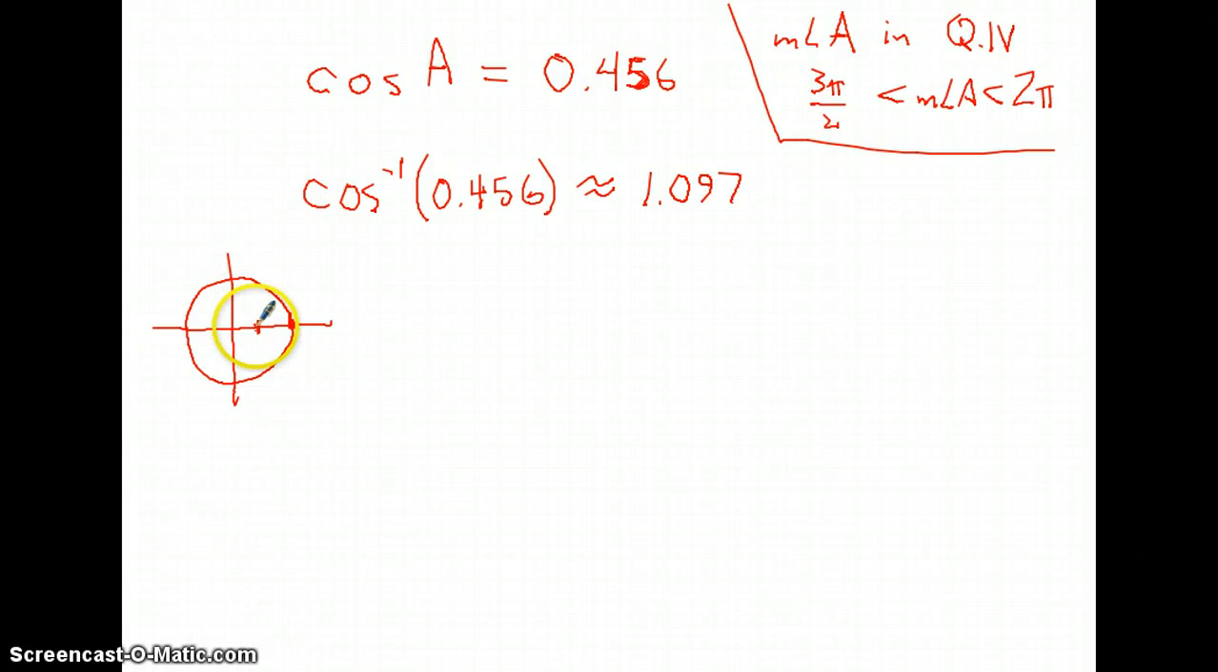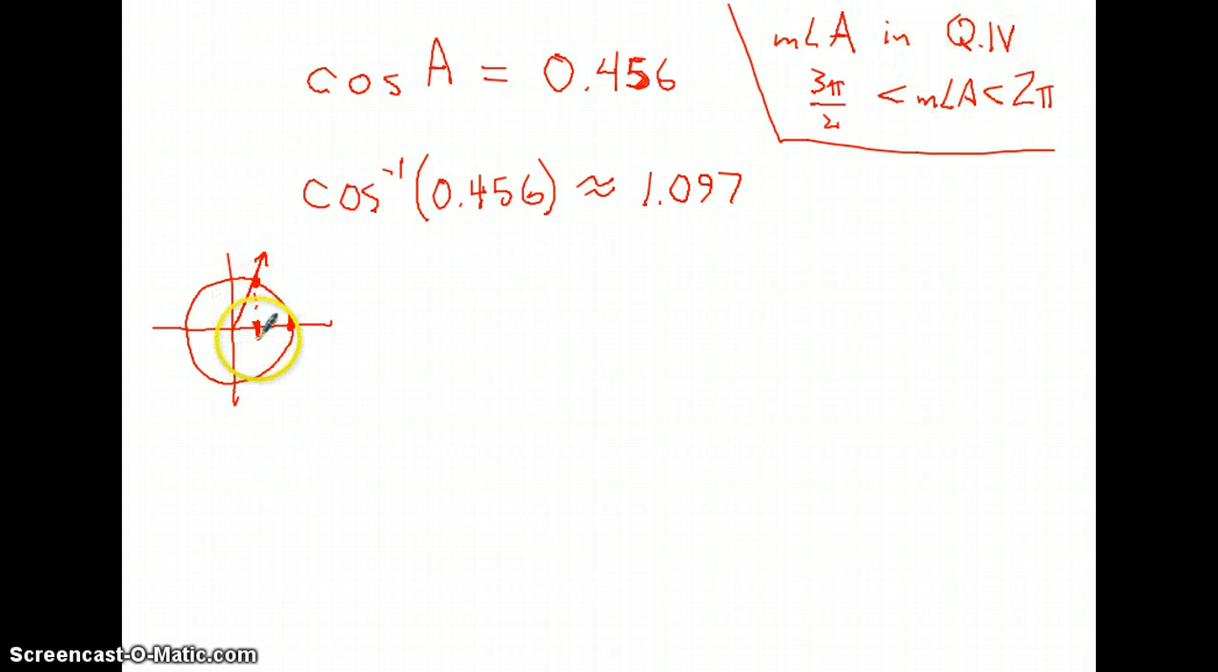Cosine inverse of 0.456. So there's this x value. Remember, this is supposed to be a cosine. So there's an x value of 0.456. Remember, this is at 1. When you ask the calculator what value of radians has this as its cosine, as its x value, well, the calculator is going to give you this one up here. And this is the 1.097 radians, the one that goes that direction. But I don't want that one. That's in quadrant 1. I want quadrant 4.